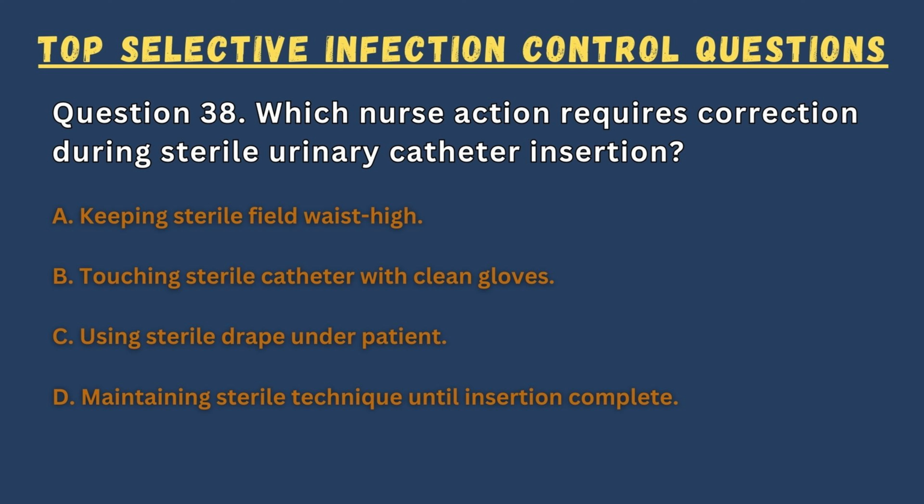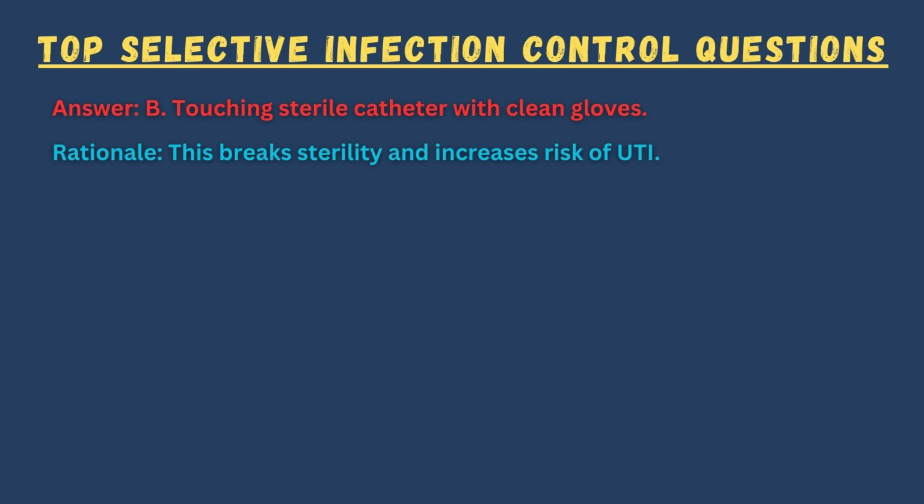Question 38. Which nurse action requires correction during sterile urinary catheter insertion? A. Keeping sterile field waist high. B. Touching sterile catheter with clean gloves. C. Using sterile drape under patient. D. Maintaining sterile technique until insertion complete. Answer: B. Touching sterile catheter with clean gloves. Rationale: this breaks sterility and increases risk of UTI.